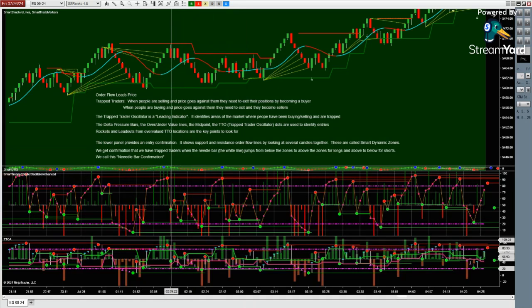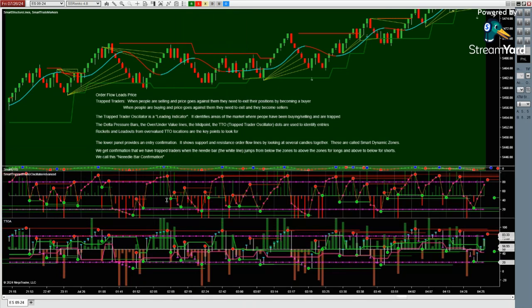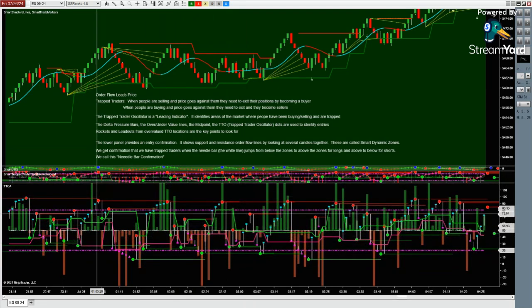The bottom panel, okay, is describing for us a little different concept, okay, where Rob invented this tool called a smart dynamic zone, where it has the advantage of grouping together a series of candles and then drawing up support and resistance levels for the order flow reads that are currently occurring inside of the oscillator. So as a way of getting a confirmation that yes, this is truly a strong order flow read, we're typically looking for what we call a needle bar confirmation.